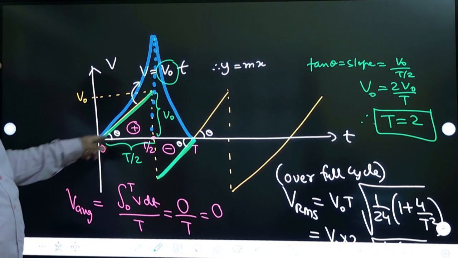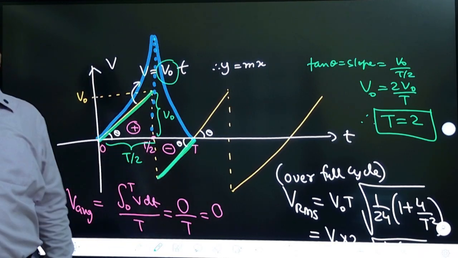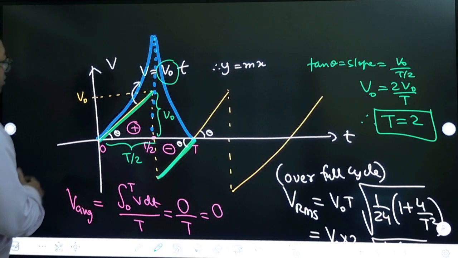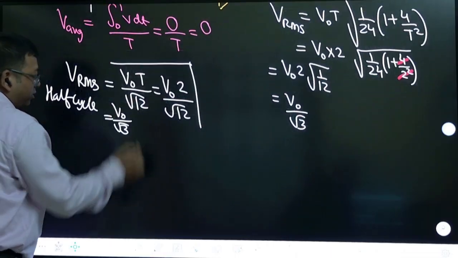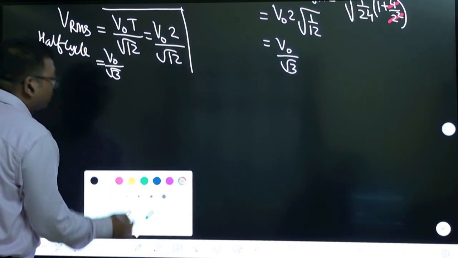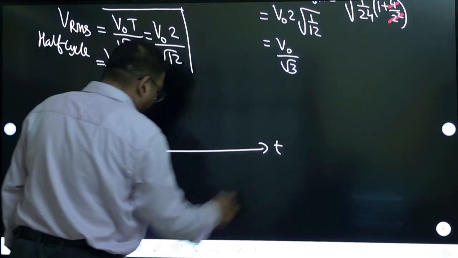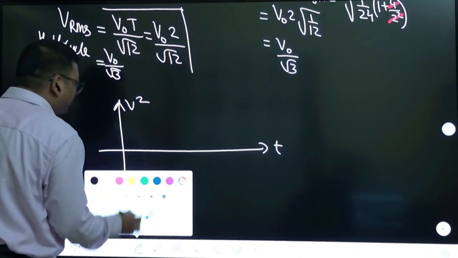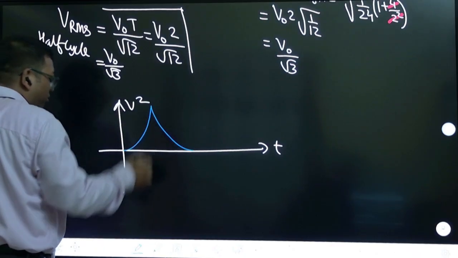Okay, so this graph represents a parabola. Suppose I redraw this as the v square graph. If I draw the v square graph versus time, it is going to be a parabola like this. Both are parts of a parabola.